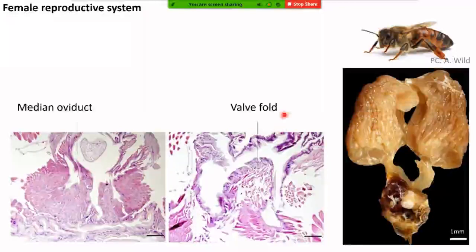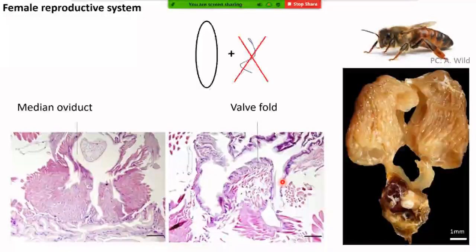And the reason for the valve fold to be there is because it sits right underneath the spermatheca. So when the queen is laying an egg, the egg needs to be fertilized with a sperm that comes from the spermatheca. To ensure that the egg is not going to escape and slip through the reproductive canal too fast, the valve fold slows down the progression of the egg through the median oviduct so as to give a chance to the sperm to catch up with the egg and to be fertilized.